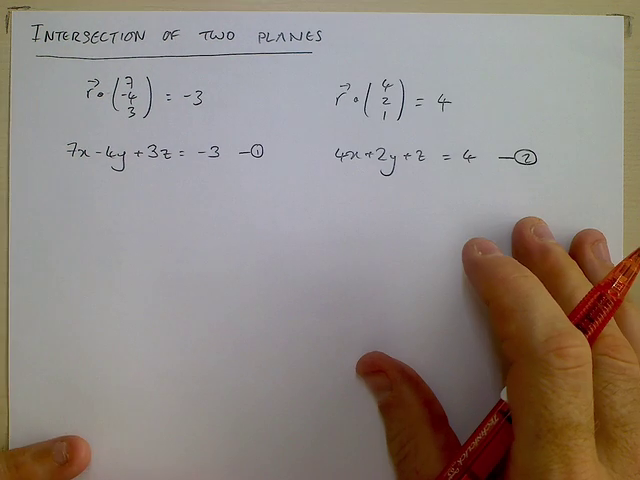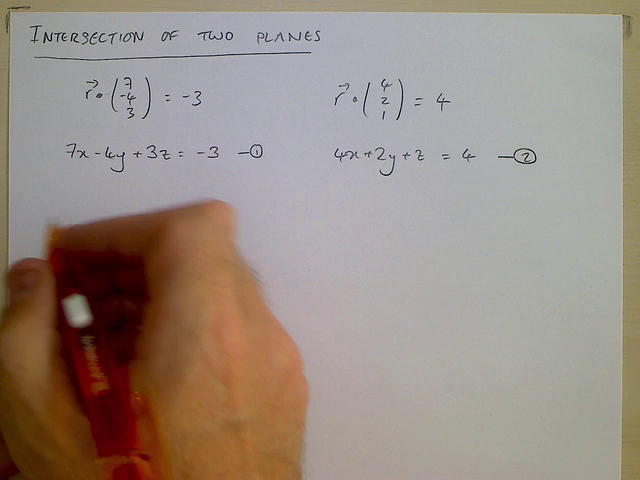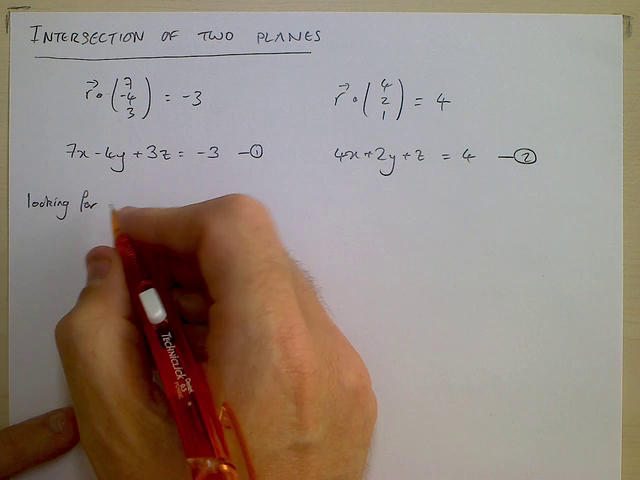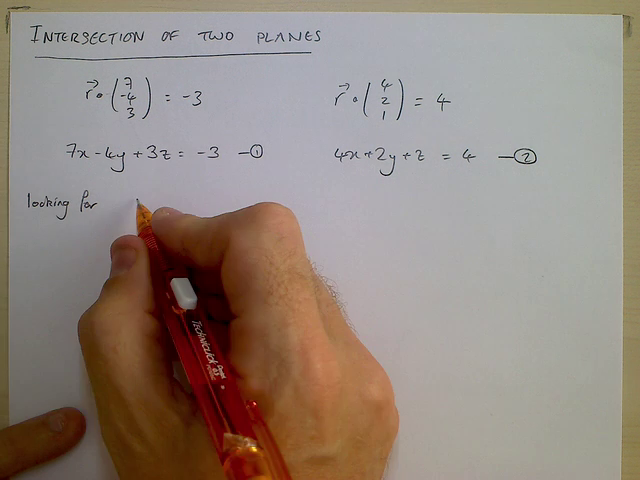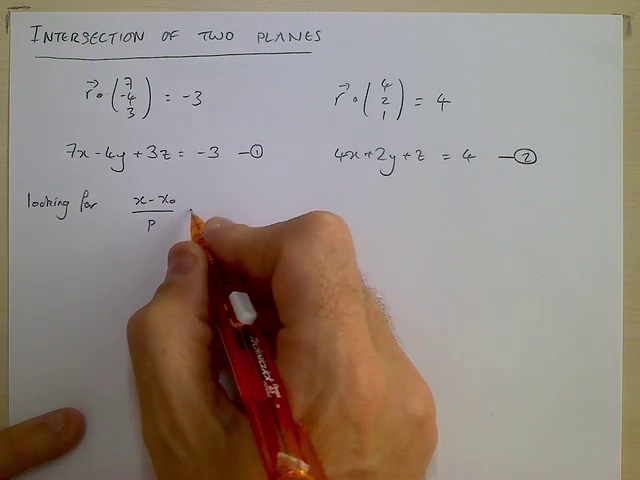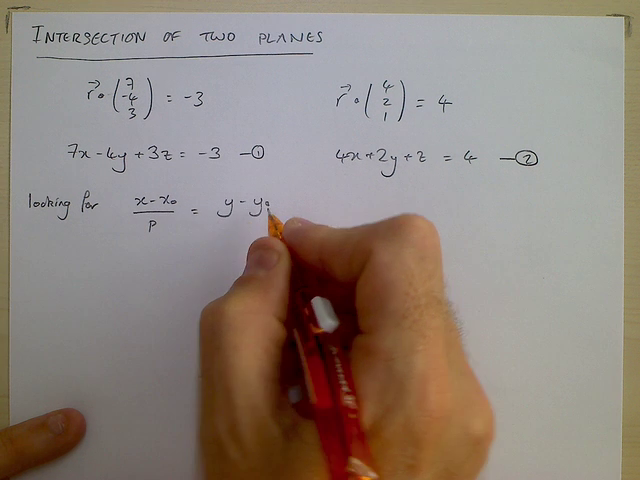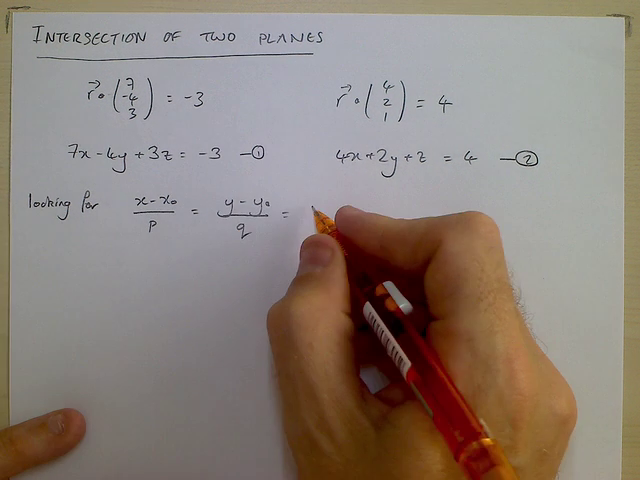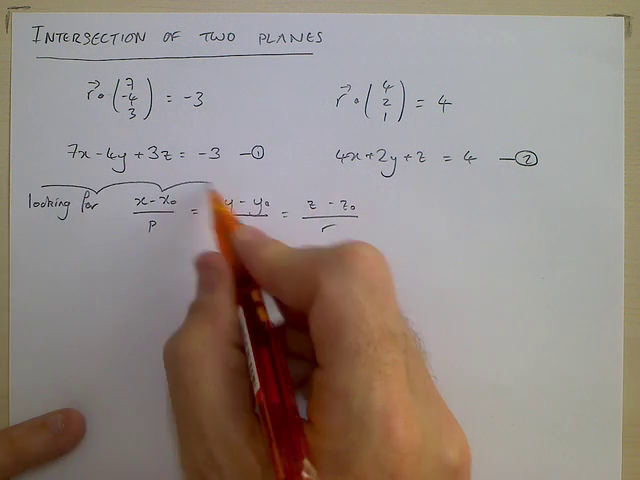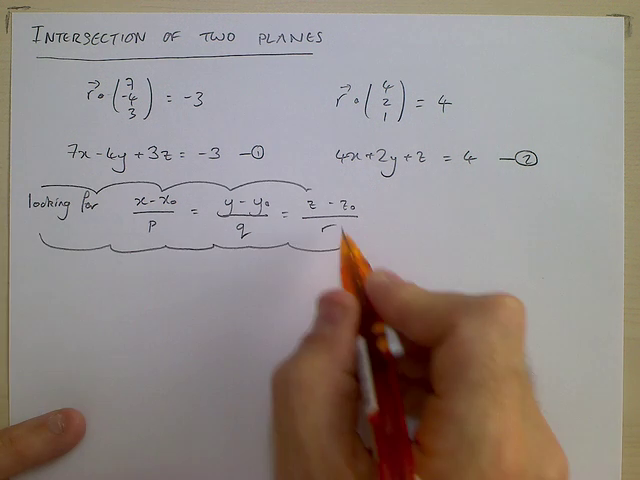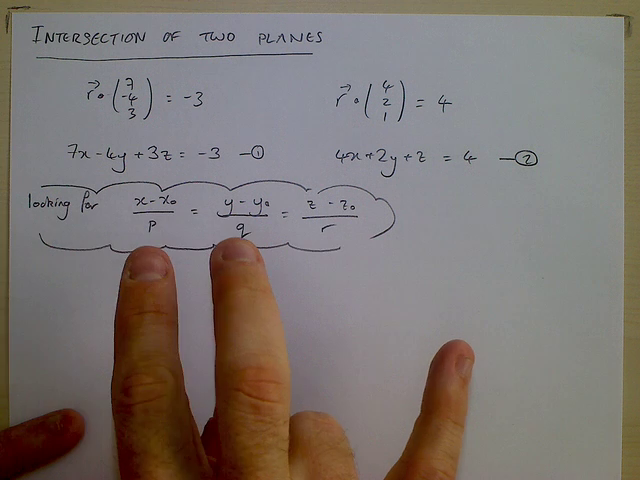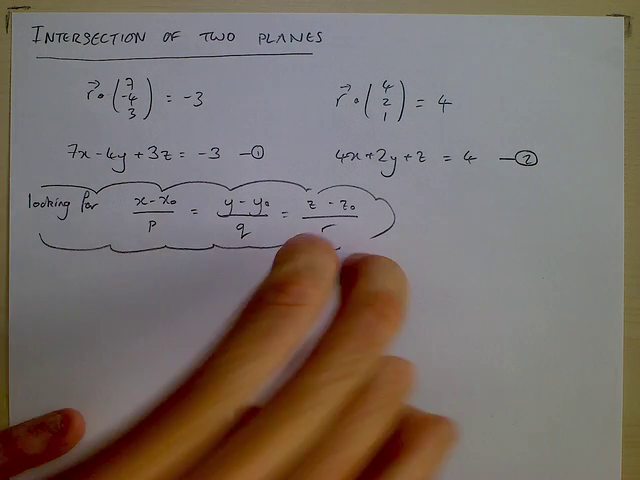I'm also going to remind myself what I'm looking for. I know that the equation of a line in 3 dimensions looks something like this: x minus x naught over p is something to do with y's equals something to do with z's. So that's what I'm aiming for at the end of this process. So I've got to find a relationship between the x's and the y's and then the x's and the z's.